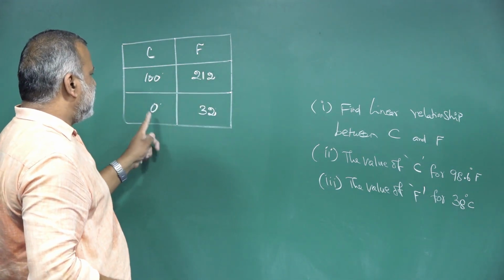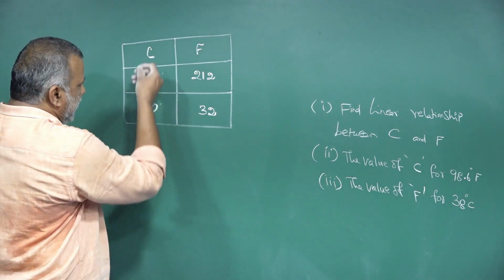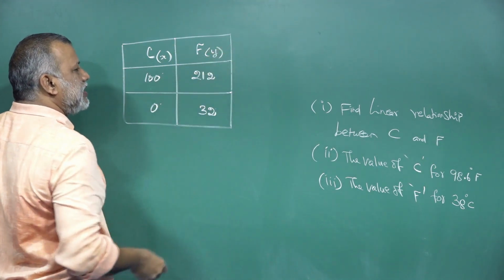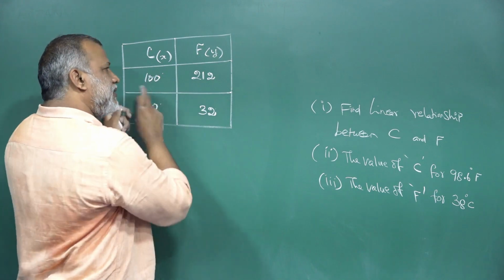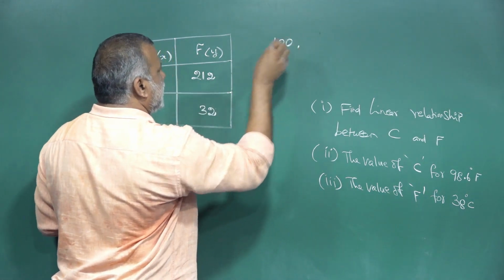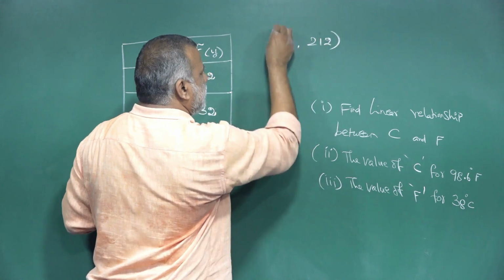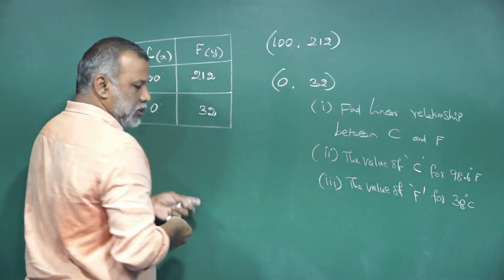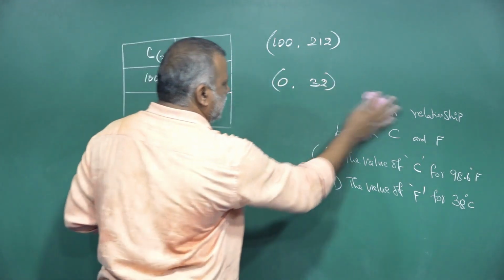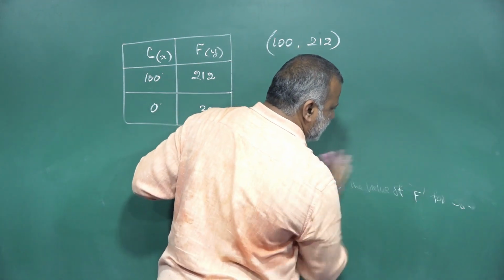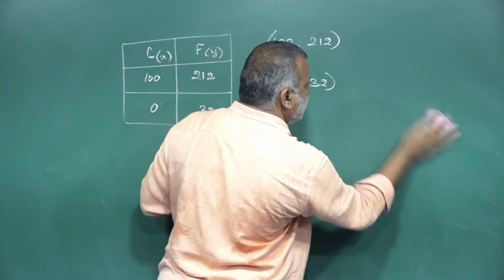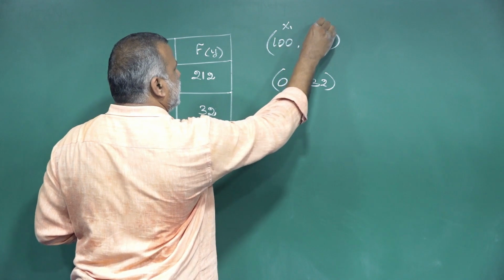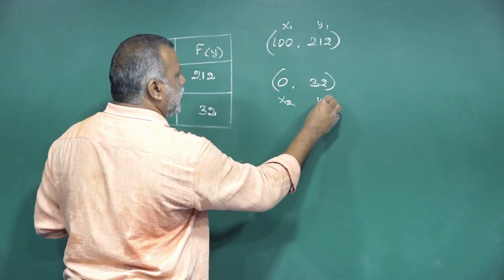100, 212. 0 degree, 32 degree. I can say this centigrade as x, then Fahrenheit as y. That is the consideration. So 100, 212 is the first pair of points. In the same way, the second one is 0, 32. So once again, you are able to get the given data in the form of pair of points. See here, 100, 212, I can give the name x1, y1. This is to be x2, y2.